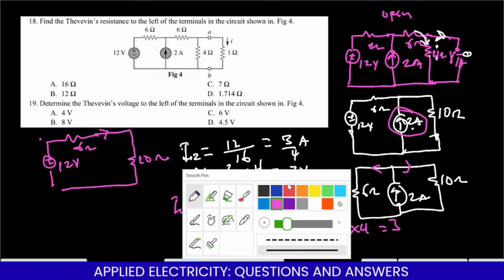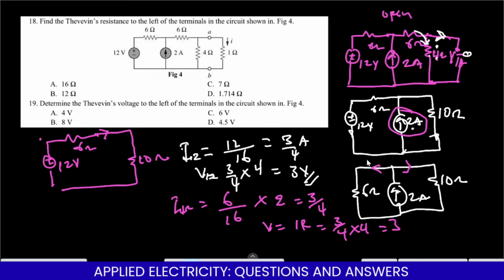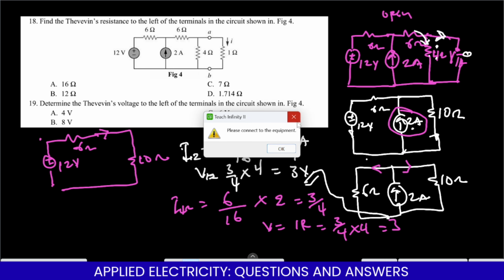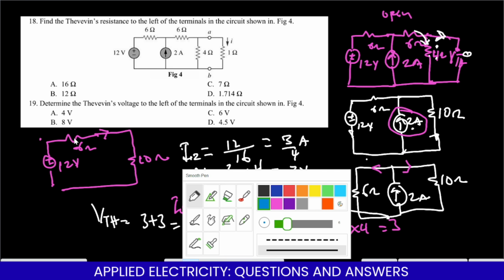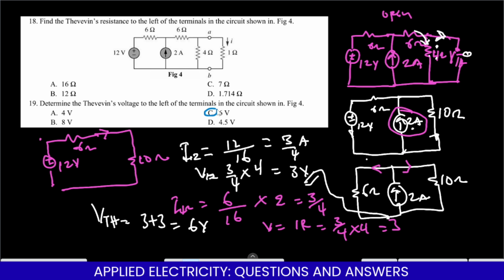So if you want the total voltage there, that will be the summation of these 2 voltages when each of them was acting alone. So the total voltage, which is the Thevenin's voltage, is equal to 3 plus 3, and that will give us 6 volts. Okay, so we had 6 volts. That's exactly option C. So thank you, and that is all for the Thevenin's analysis.